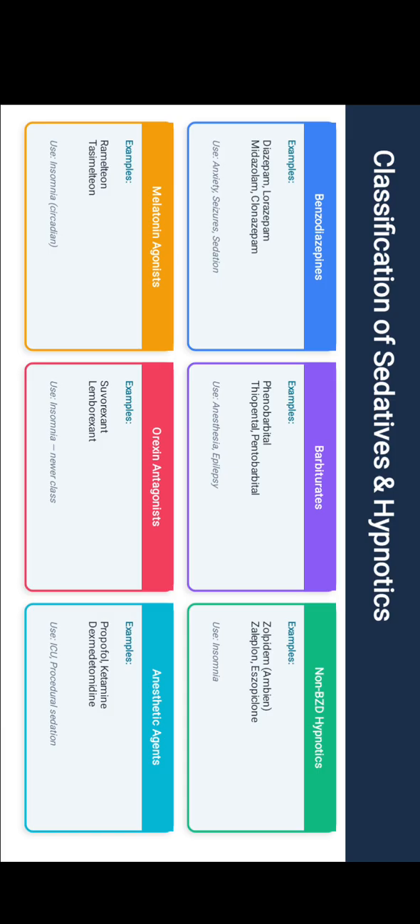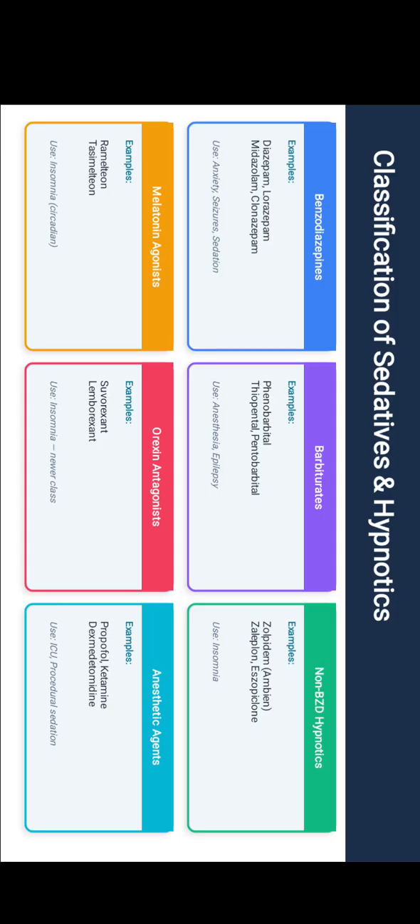Then, the classification of sedative and hypnotic drugs. The sedative and hypnotic drugs include benzodiazepines, barbiturates, non-benzodiazepine hypnotics, melatonin agonists, orexin antagonists, and anesthetic agents.